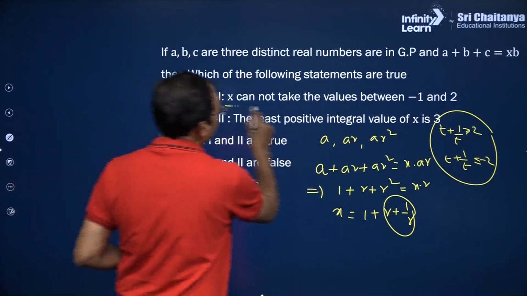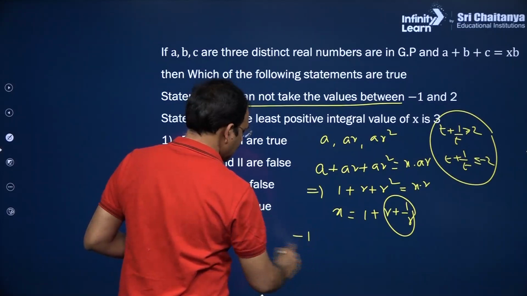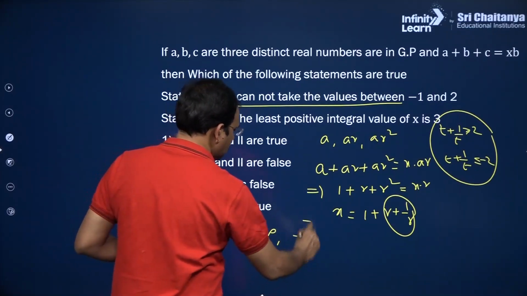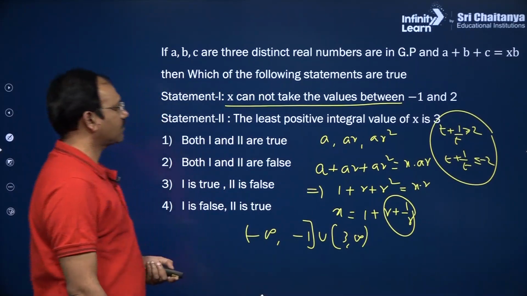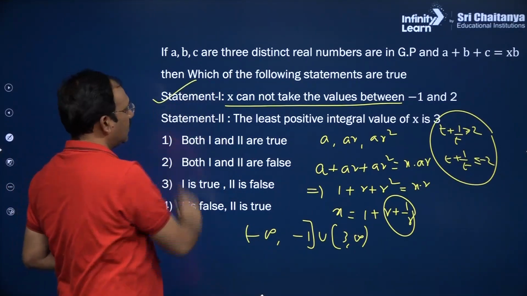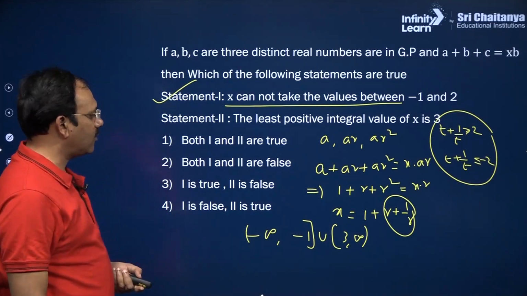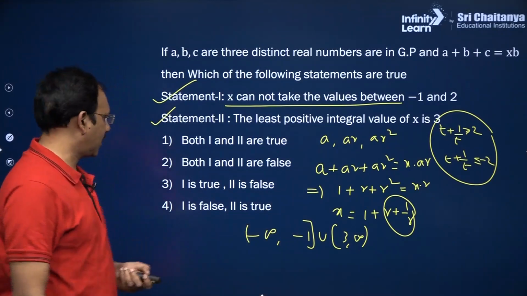So, x cannot take the value between minus 1 and 3, perfect friends, because this takes minus infinity to minus 1 union 3 to infinity. Yes, x cannot take the value between these two is perfectly correct. The least positive integral value of x is 3, that is also correct. Both are correct.